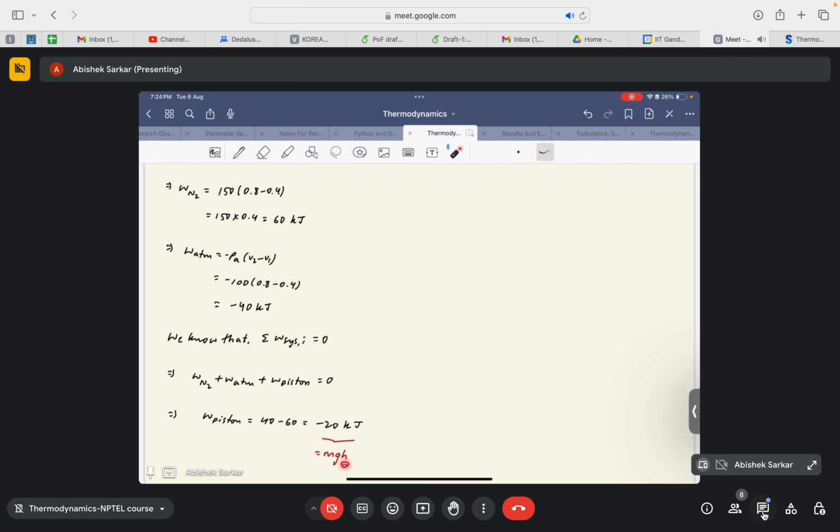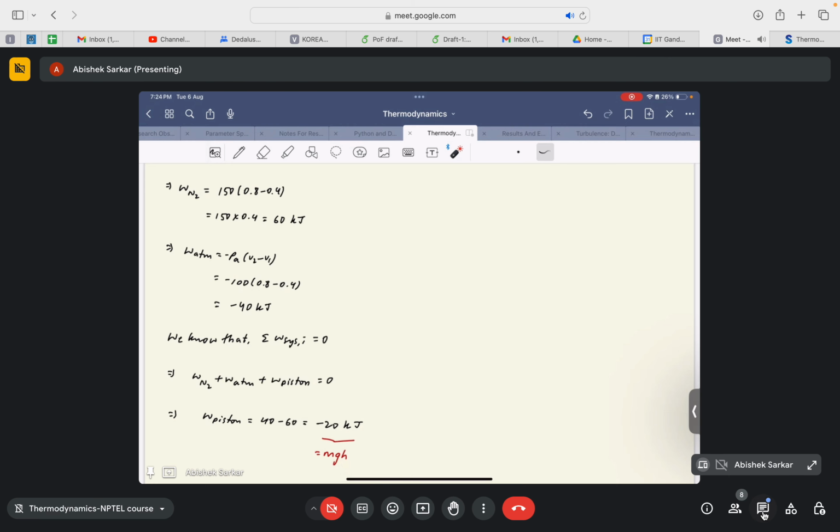And if we would have been given the value of, say, the diameter of the piston cylinder mechanism and the mass of the piston, then we could have easily found out the height through which the piston has been lifted. Or even if we got the mass of the piston, from this we can find the height. And since we already know the volume enclosed is 0.4 meter cube, then we can find the h.